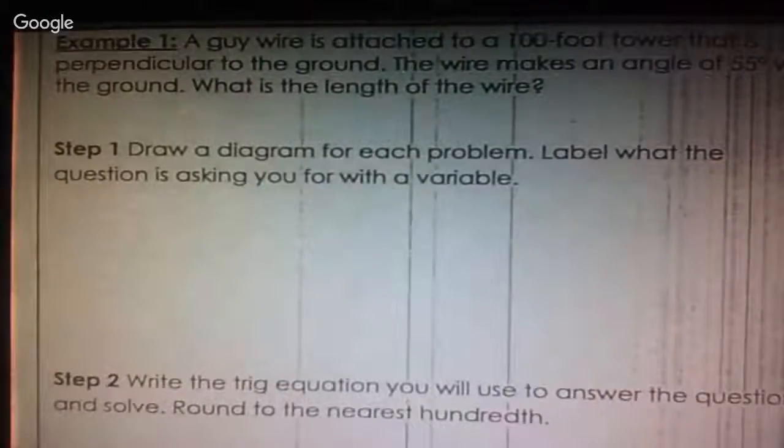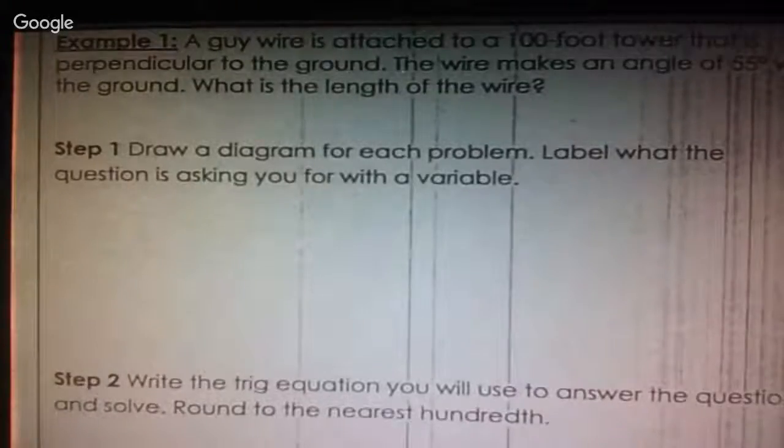Okay. It says a guy wire. That's what it's called. A guy wire is attached to a 100-foot tower that is perpendicular to the ground. The wire makes an angle of 55 degrees with the ground. What is the length of the wire?